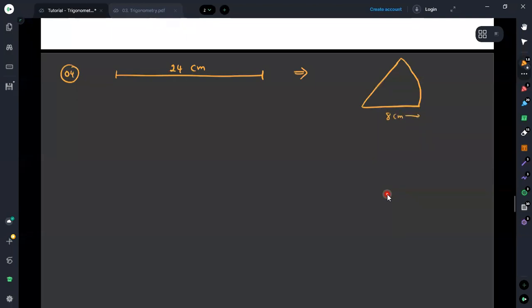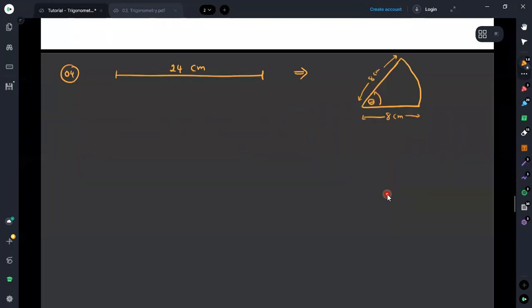If this is 8 centimeters, then this should also be equal to 8 centimeters. It is because both of them are the radius of the circle, and here we still do not know the angle theta, but what we know is that the length of the arc can be simply found. It is because we know that the sector is formed from this entire wire.